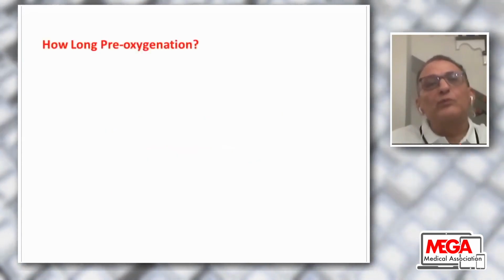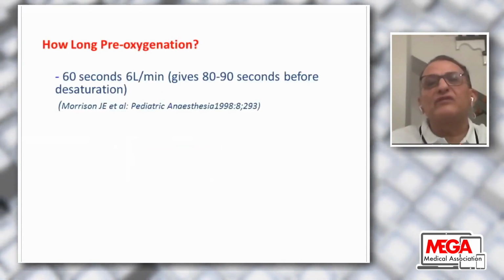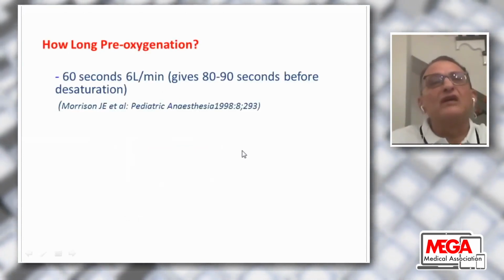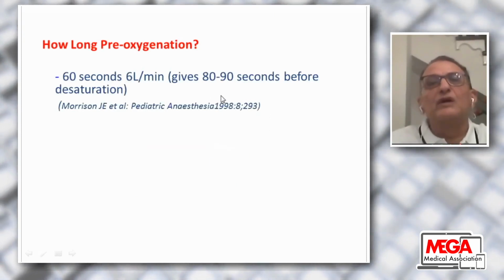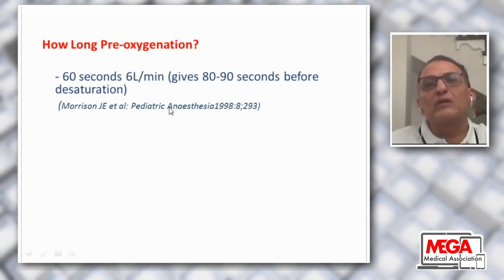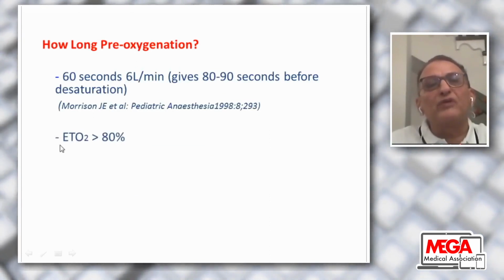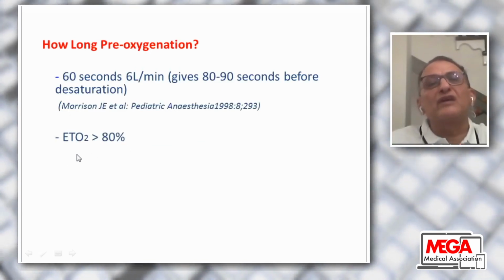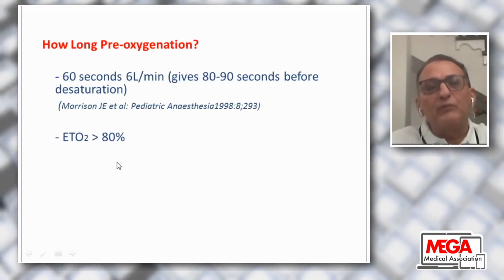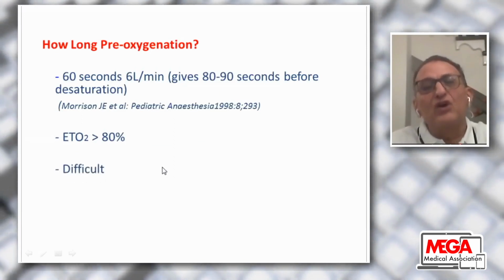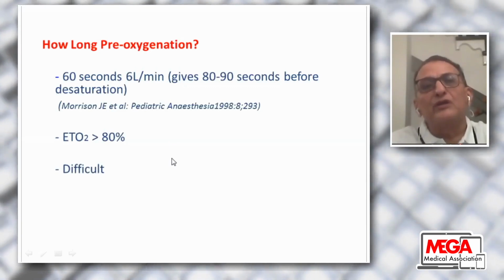How long do we pre-oxygenate neonates? Since 1998, they said 60 seconds, or 1 minute, of 6 liters is enough to give you more than 1 minute before they desaturate. Some people would prefer to get the end-tidal oxygen concentration above 80%, but believe me, it's difficult to achieve what you want. It's difficult to do real pre-oxygenation in neonates.